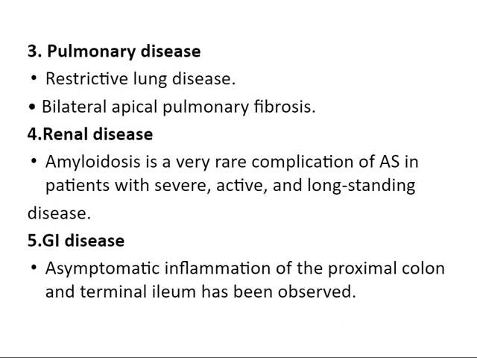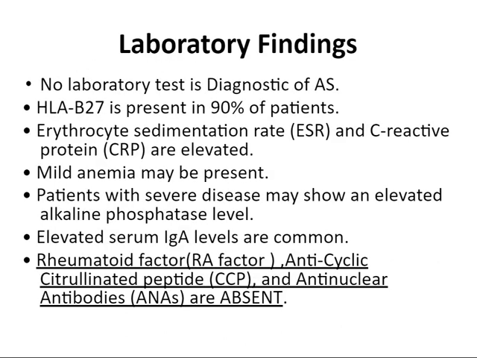Other extra-articular manifestations: pulmonary disease, we can just go through it, restrictive lung disease, and also bilateral apical pulmonary fibrosis. When it comes to renal amyloidosis, it is a very rare complication. And also in GI disease, asymptomatic inflammation of proximal colon and terminal ileum has been observed. Okay. Now let us discuss laboratory findings.